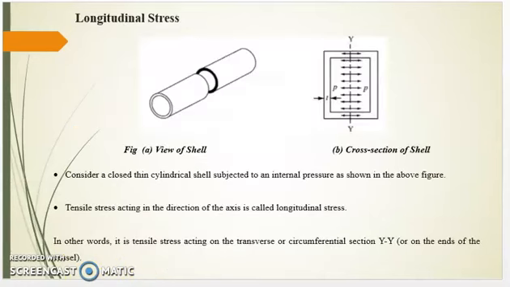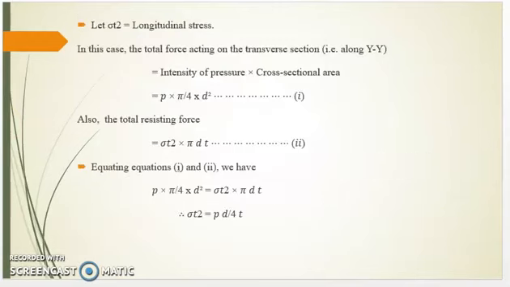Now we will see longitudinal stress. In case of longitudinal stress, pressure P is acting along the y-axis, that is along the vertical axis. Therefore, because of that, this cylinder will split into two cylinders. Now we will see the derivation of its equation.